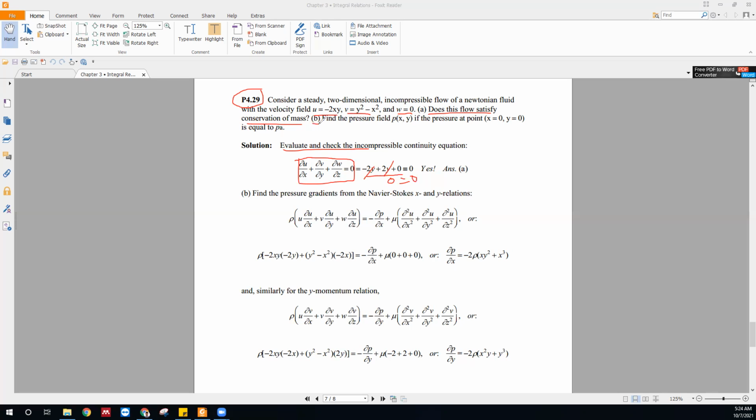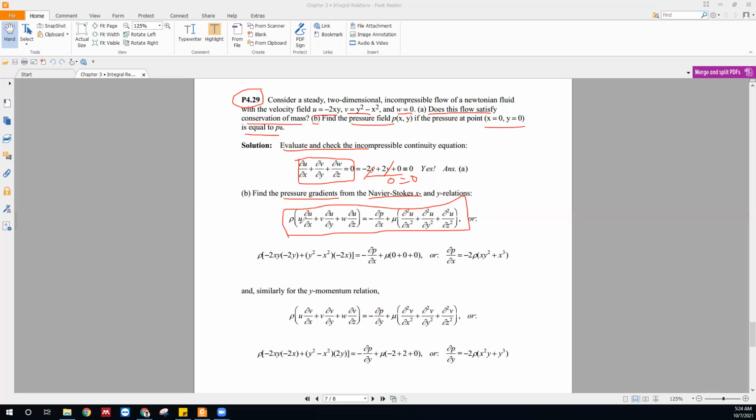Question number B says, find the pressure field P(x,y) if the pressure at point x, y equals 0 is equal to Pa. So for question B, we need to find the pressure gradient from the Navier-Stokes equation or relation. So this is the Navier-Stokes equation, right?